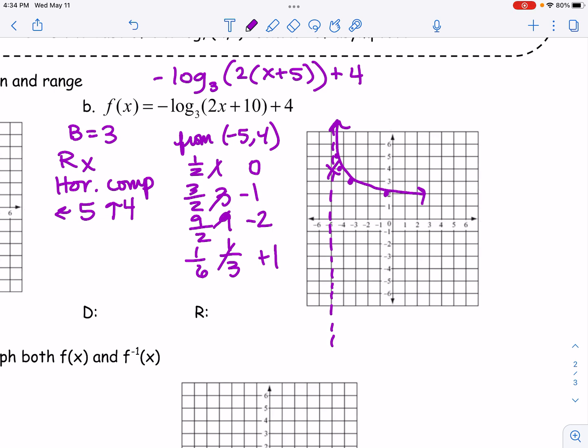Shifting left 5 units means my domain is going to be from negative 5 to infinity. Range is always negative infinity to positive infinity.